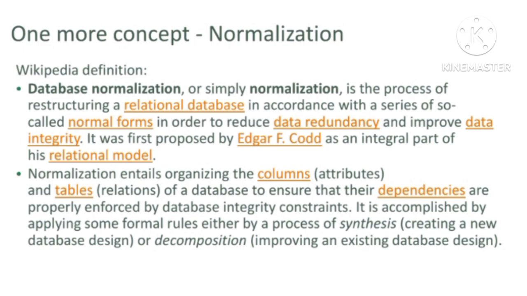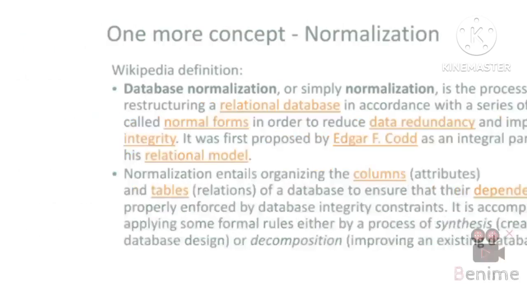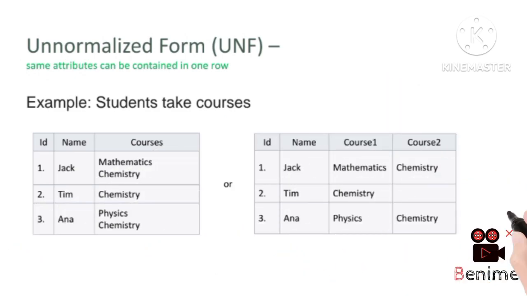Wikipedia's definition says that database normalization, or simply normalization, is the process of restructuring a relational database in accordance with a series of so-called normal forms in order to reduce data redundancy and improve data integrity. It was first proposed by Edgar F. Codd as an integral part of his relational model. Normalization entails organizing the columns and tables of a database to ensure that their dependencies are properly enforced by database integrity constraints. Now let's see the unnormalized form, which says the same attributes can be contained in one row.